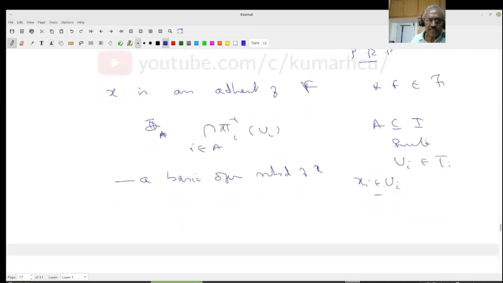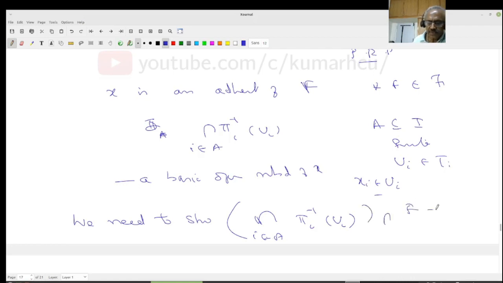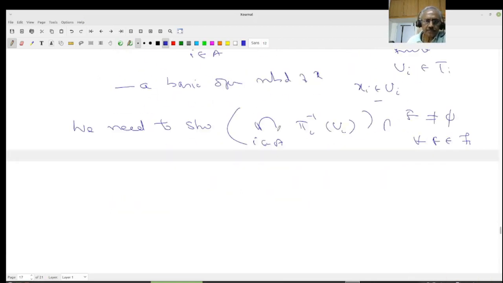So what do you want to prove? Since x is an adherent point, we have to prove that the intersection over i in A of pi_i inverse of U_i, intersect with F, is non-empty for every F in script F. Therefore, every basic open neighborhood of x intersects F. What is F? F is an arbitrary element of the family script F. Therefore, I would have proved x is an adherent point of capital F. Is that clear? Okay. So, pause, review, proceed.